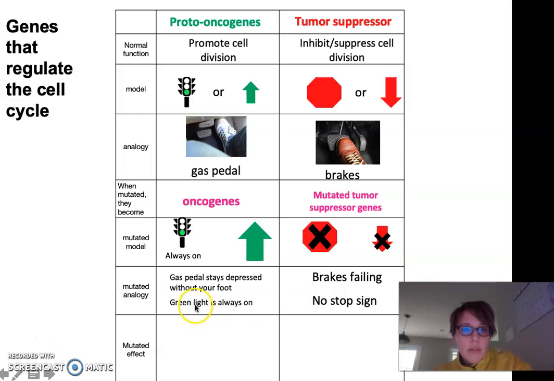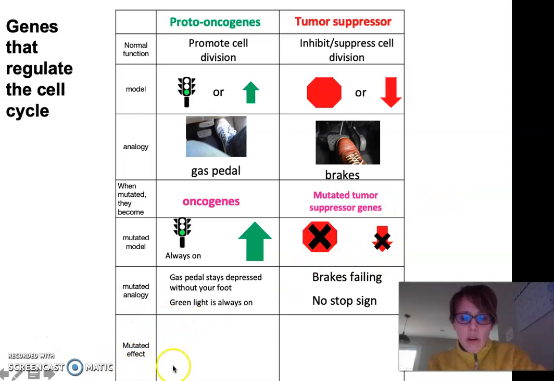Alternatively, if we mutate tumor suppressor genes, it's like the brakes failing. So you're depressing the brakes and the car is not stopping. And you've probably all seen that in a movie at some point, and that's not a good sign. You want the car to go when you want it to go. You want it not to go when you don't want it to go, and you want the car to stop.